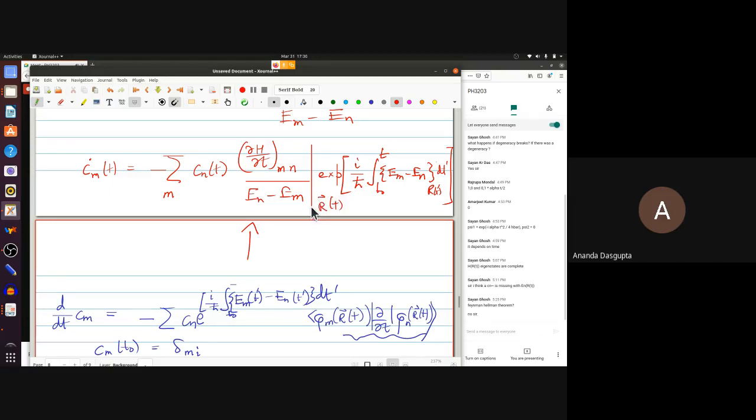So have I done this thing correctly? Of course, there's one mistake which you can immediately see. That's another obvious mistake. This sum of course should be over n and not over m. m is a fixed index on this side.